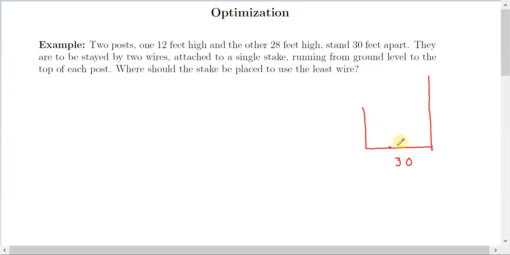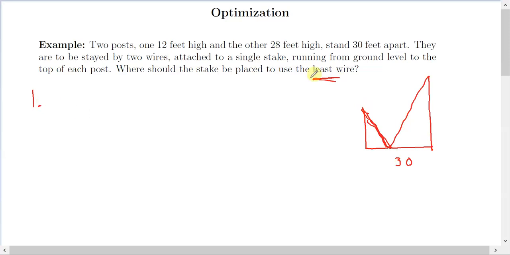So let's draw a wire from here to here. That's a pretty crooked wire, can't draw straight. And then a wire from here to there. And so we want to do this using the minimum amount of wire possible. So that's giving away that we're doing an optimization problem.